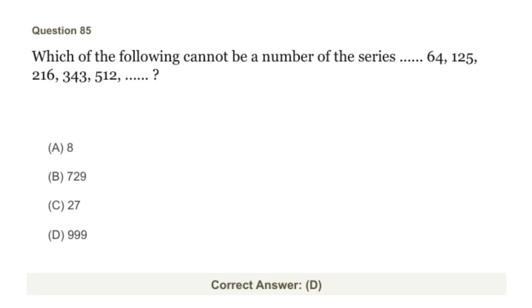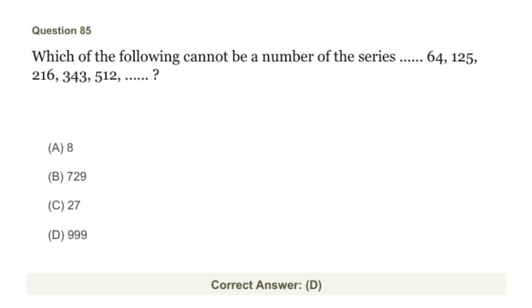Let's analyze this question carefully. We are asked to identify which number cannot be part of the series 64, 125, 216, 343, 512, and so on. Now, these numbers look familiar. They are all perfect cubes. Specifically, 64 is 4 cubed, 125 is 5 cubed, 216 is 6 cubed, 343 is 7 cubed, and 512 is 8 cubed. So the pattern here is clear.